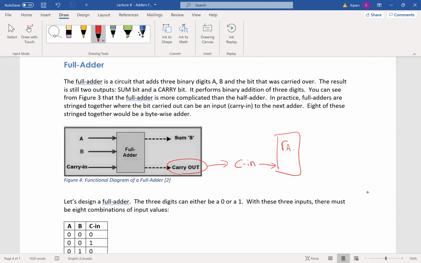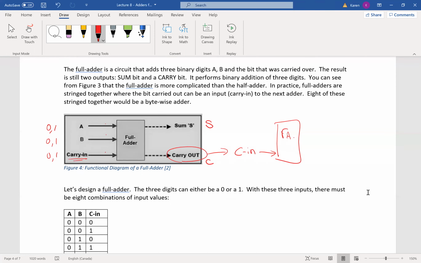So in a full adder, you have inputs A and B, which could be a 0 or a 1. And then you have this bit that was carried in, which also can be a 0 or a 1. So there are 1, 2, 3 inputs in a full adder, but the outputs are the same. You either have sum or you have carry. So let's design a full adder.